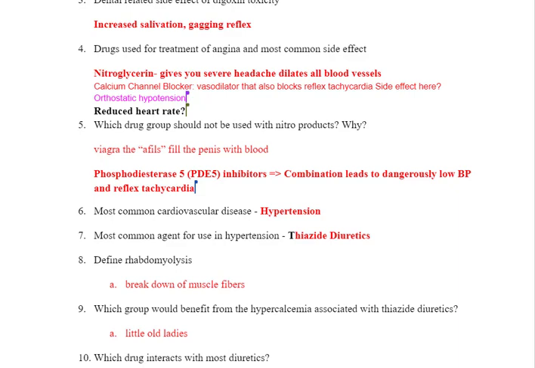But the calcium channel blocker is useful for angina because it does both of the things that the other two drugs do. But it's gingival hyperplasia there that we're looking for with the calcium channel blocker. And you have to memorize the names of the calcium channel blockers.